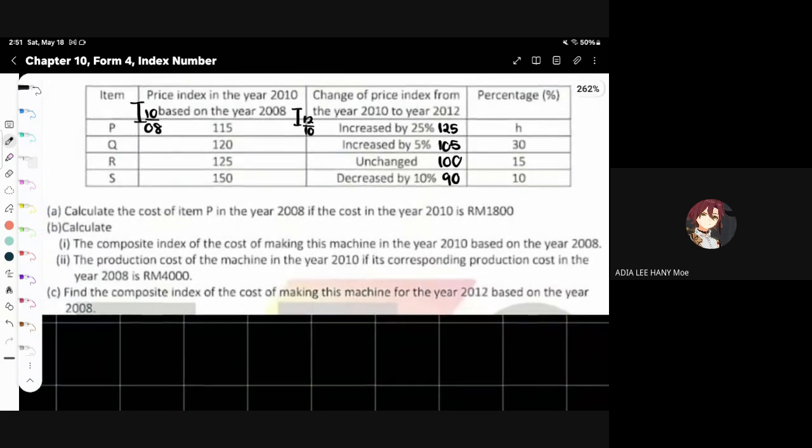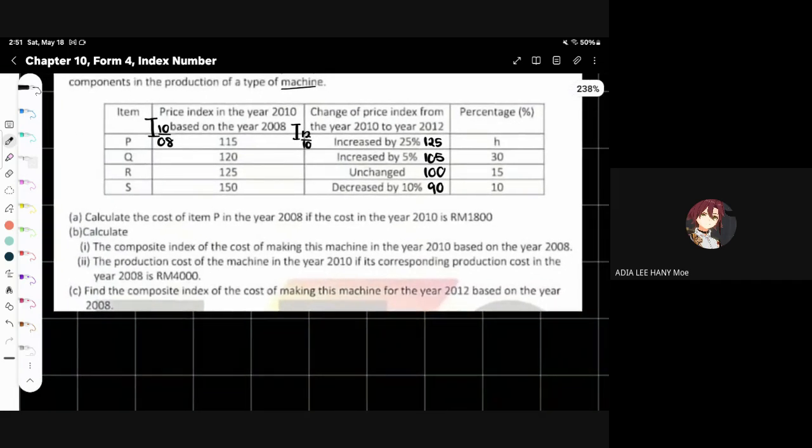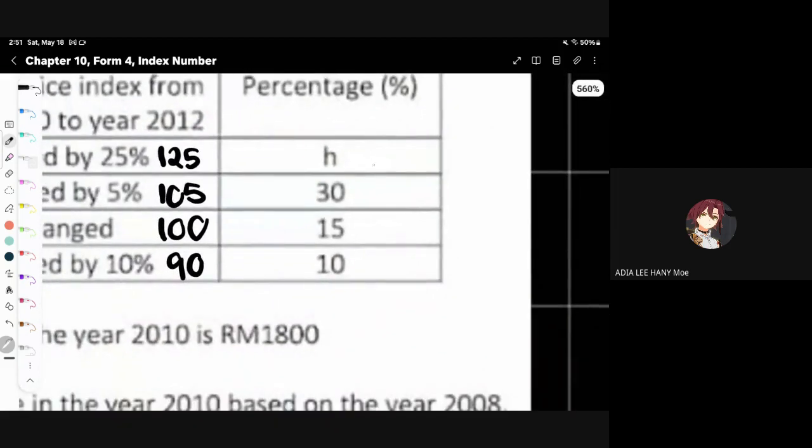Okay, so we can already answer this one here. Can someone give me the value of H? Actually, I'm just going to answer it right now. Percentage is 100, right? So if you add all of these, it should be 100. So 100 minus 30 minus 15 minus 10 should be 45. So H is 45.